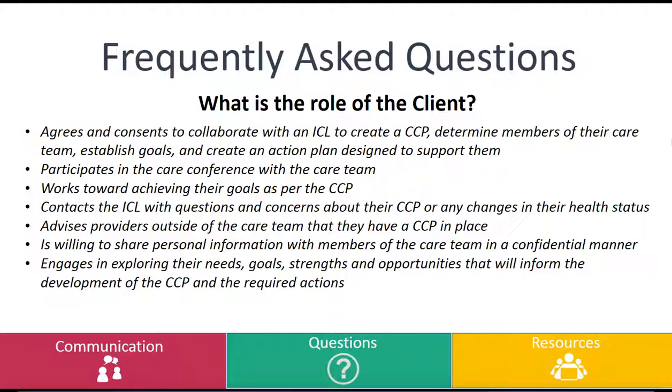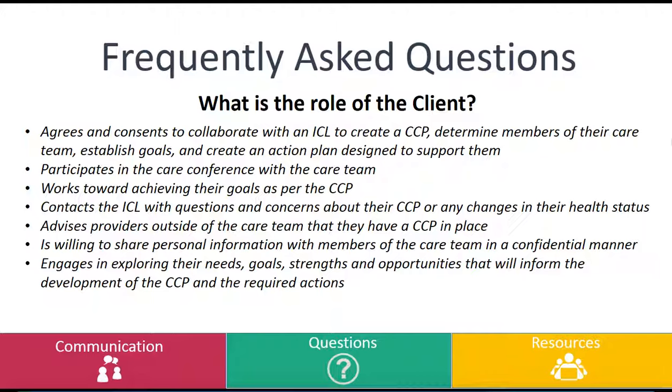In collaboration with the integrated care lead, the client can help to identify members of the care team, actively participate in the care conference and the development of their coordinated care plan, and work towards achieving their goals as per the coordinated care plan itself. We do highly encourage that whenever possible, give the client some actions to complete that gives them some onus and responsibility in their own care. So really they're having that own autonomy and independence that gives them that motivation to want to achieve their goal.